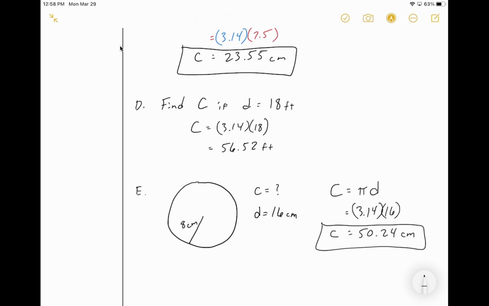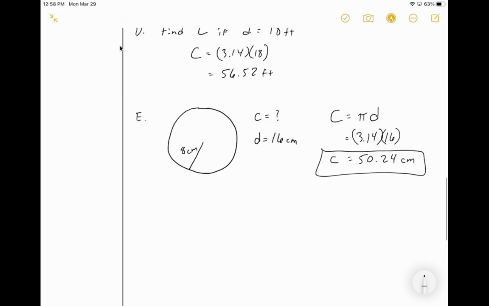Okay? So I hope that's clear, right? Radius and diameter are different. On this formula, you need diameter. So if I give you a radius, you need to double it. You need to turn it into a diameter first and then multiply it by pi. Let's try another one here, similar.